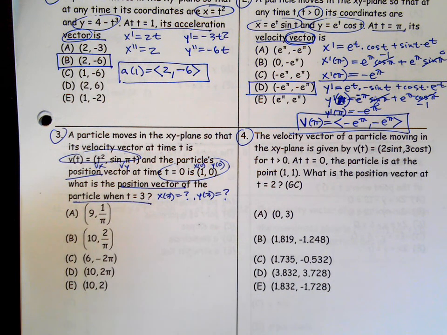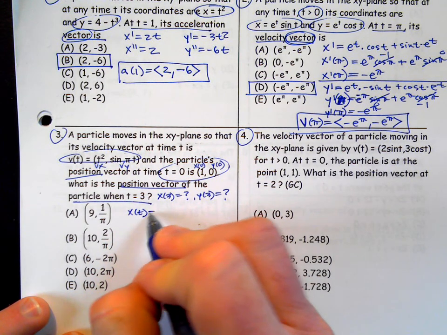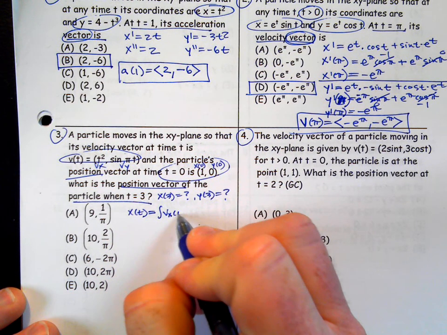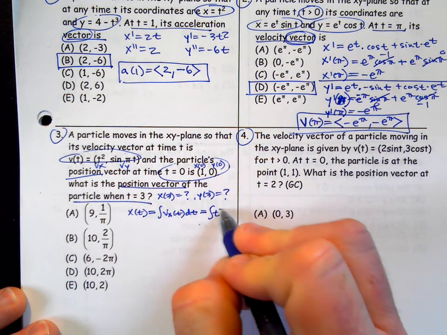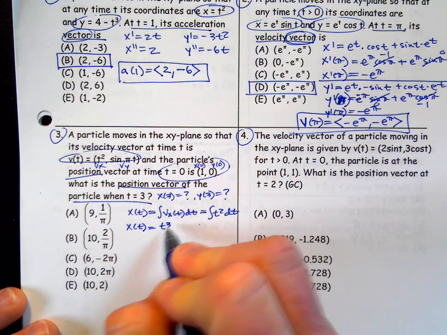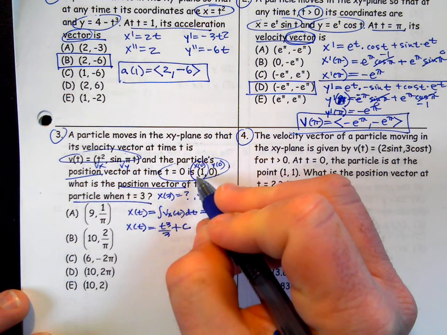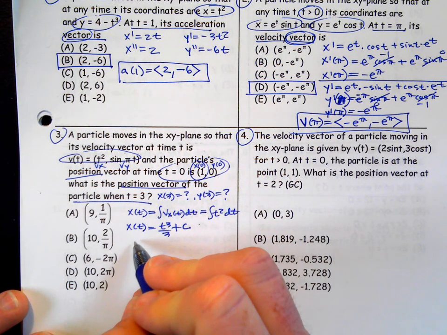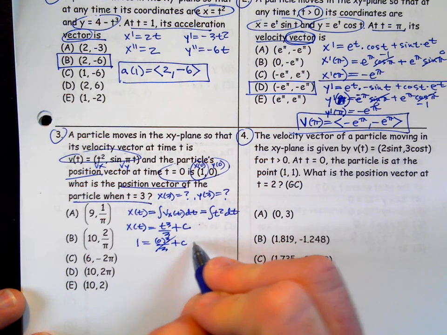If you have a graphing calculator, you can use Fundamental Theorem of Calculus Part 1. There are two ways you could do this. You could say, okay, x of t is going to be the integral of velocity x dt. And that's going to be the integral of t squared dt. So that's going to be t cubed over 3 plus c. And then you can use your initial condition. Now, we're just using that one. We're going to say that x of 0 is 1 when time is 0. And so c equals 1.